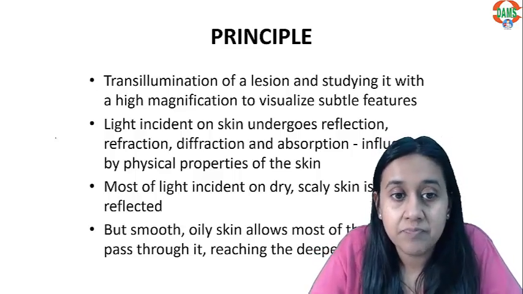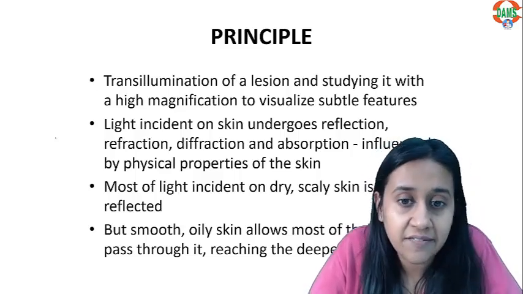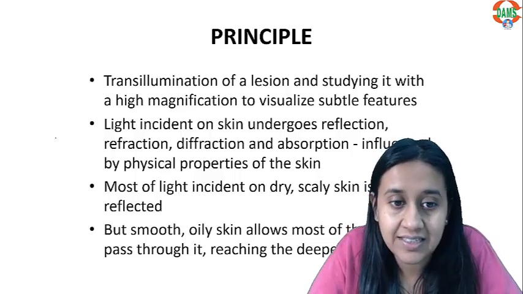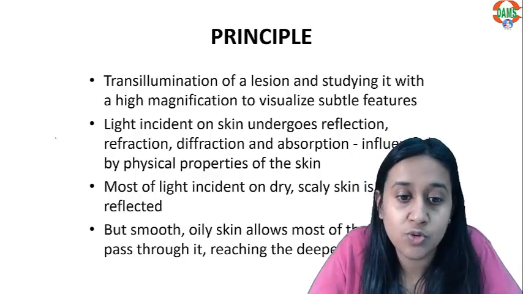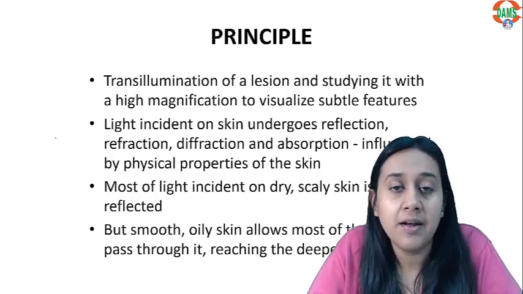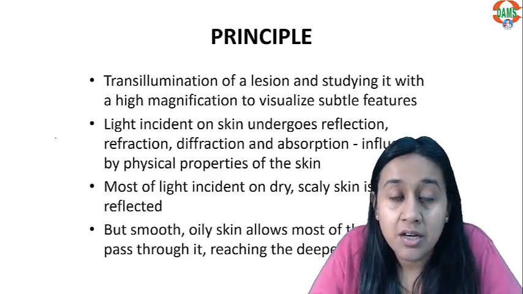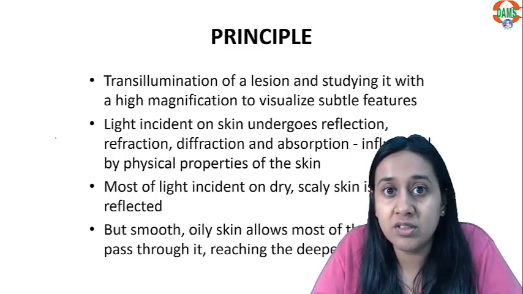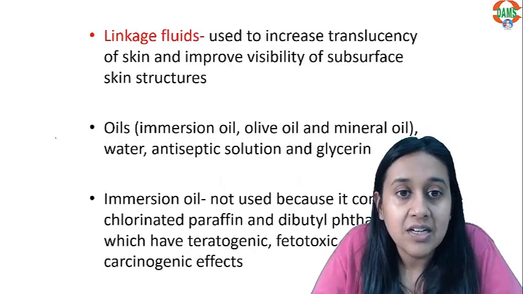Light incident on the surface undergoes reflection, refraction, diffraction, and absorption, influenced by the physical properties of the skin. Most of the light incident on dry scaly skin is reflected, but smooth or oily skin allows most of the light to pass through it, reaching the deeper dermis. So as I told you, previously we used to put oil and then see the lesion. But nowadays with the help of the polarized dermoscope, the skin reflection can be prevented by using the polarized light.